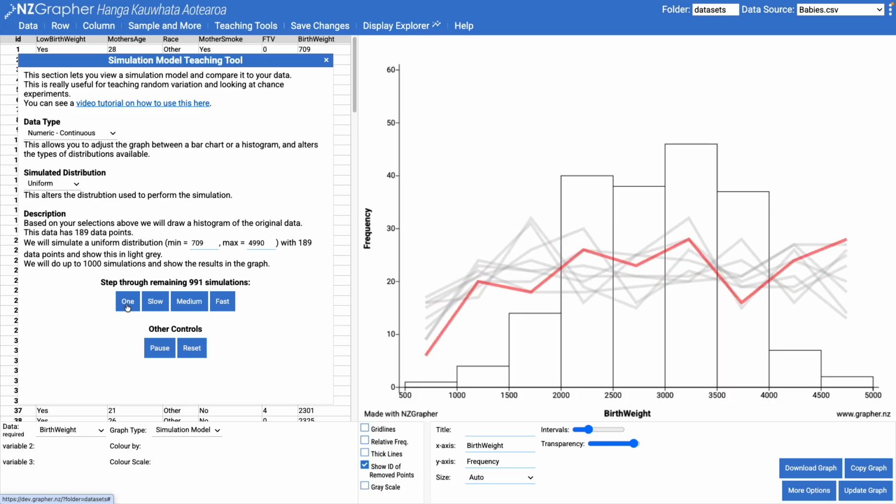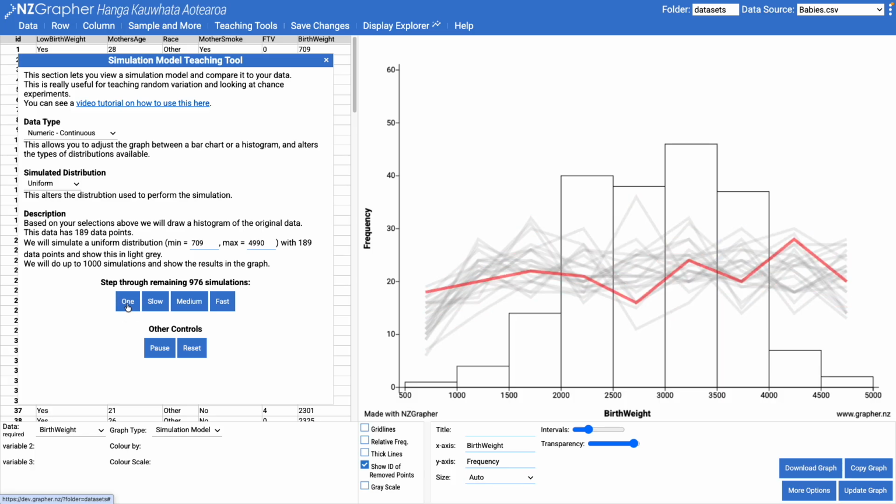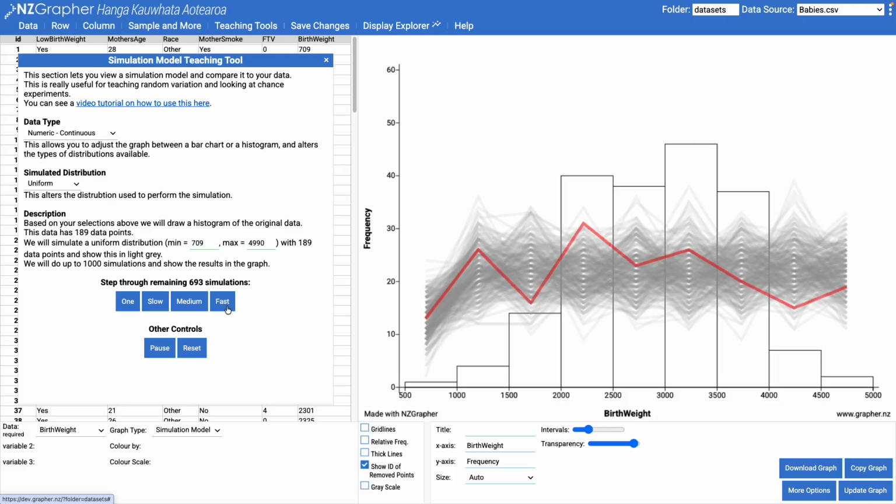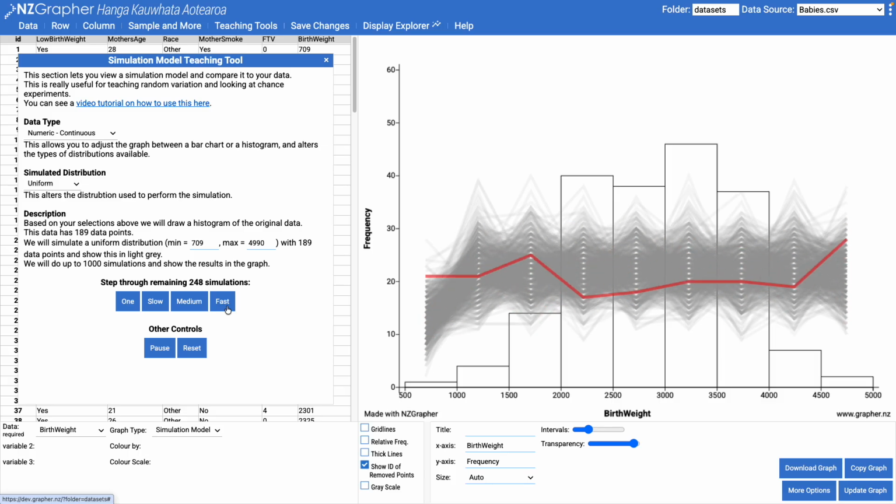So I can do that a few times, and we can see the pattern slowly develop of what we might expect to see. So we like doing 1,000 because that pretty much gets rid of all of the different possibilities, or the vast majority of them. So if I click the fast, it's going to run through the remaining ones to get to 0 simulations remaining, which means we'll have done 1,000 of them. And then it shows it there as a nice grey band. So we can see here that we've got quite a few of our bars well below the data and quite a few well above the data. So I would say for this data, a uniform distribution doesn't fit very well.